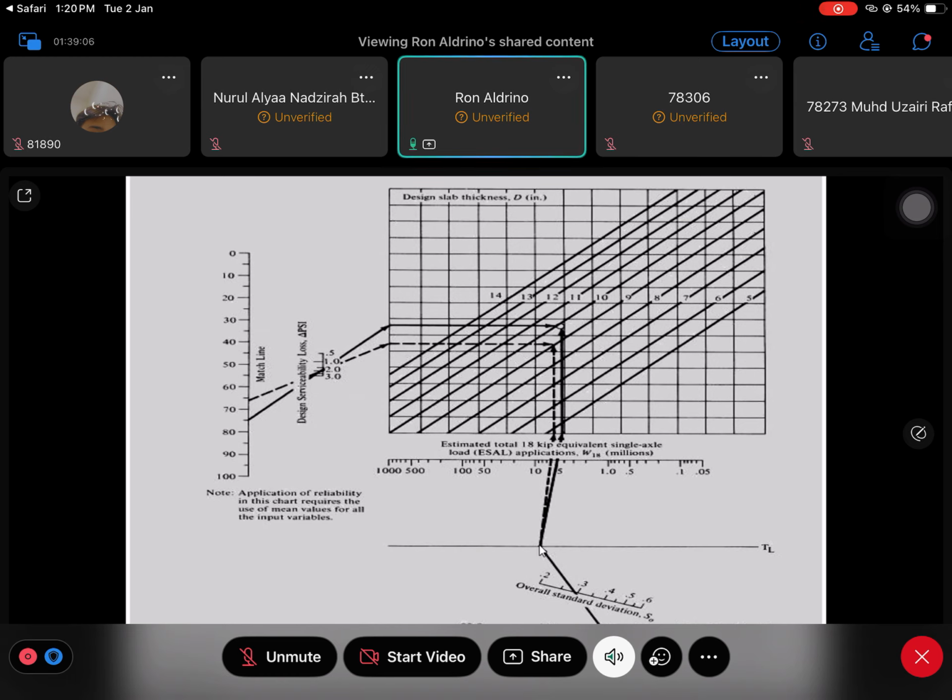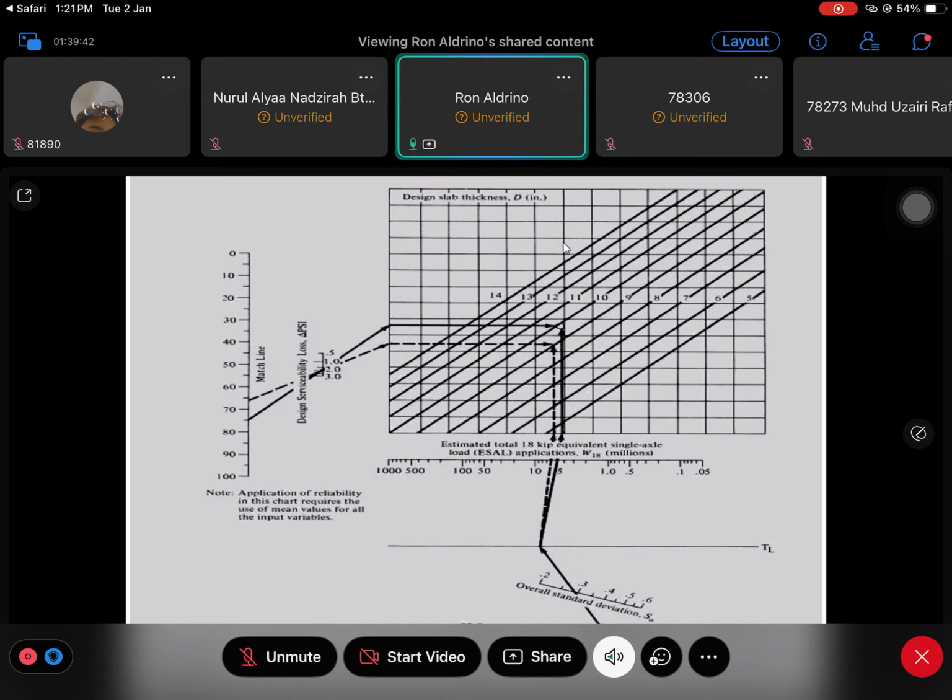So you touch here the line, then what you need to do is you go look at what is your estimated total 18 kips. Okay, 18 kips just now is about 5 times 10 power of 6, okay, which is in millions. So what you do is you draw a line straight away, crossing the 5, touching the graph here, okay, the table here. So from here, you draw a straight line across. Just draw one straight line upward.